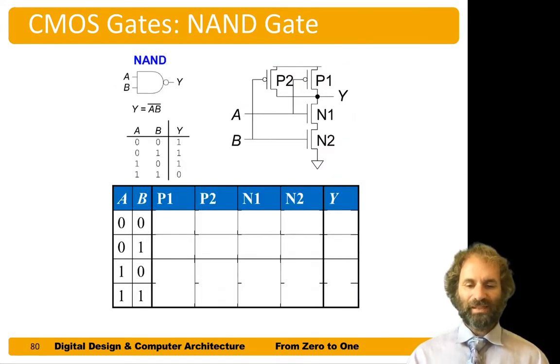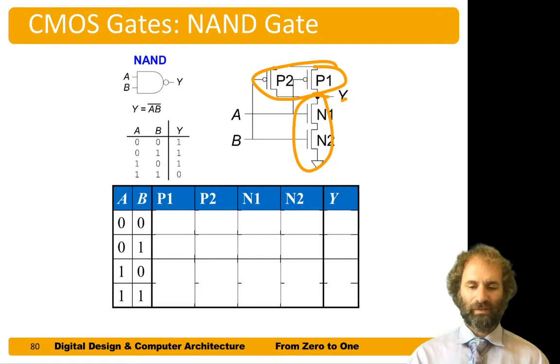Next, let's look at a NAND gate. For a NAND gate, we'll put 2 NMOS transistors in series between the output and ground. We'll put 2 PMOS transistors in parallel between the output and power. And remember, the NAND gate is opposite of AND, so it should produce a 0 output only when both inputs are true.